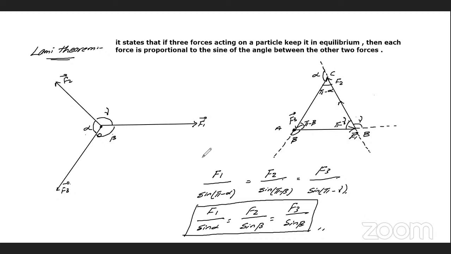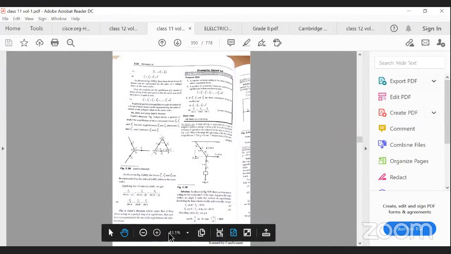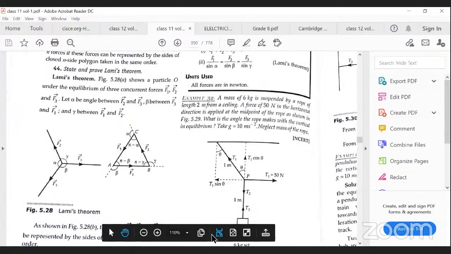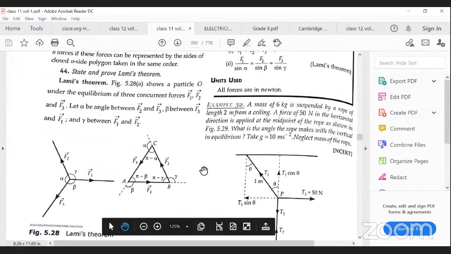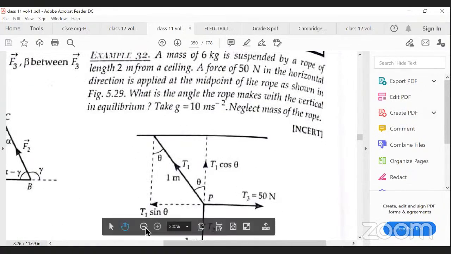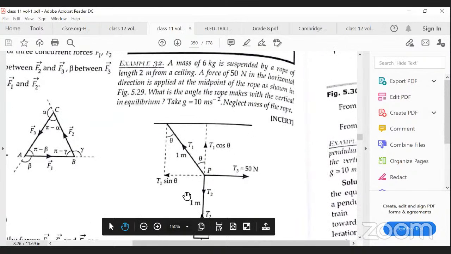So let's see a problem. It's a density question. Please take it. Question number 32. Just take the picture also. Question number 32.